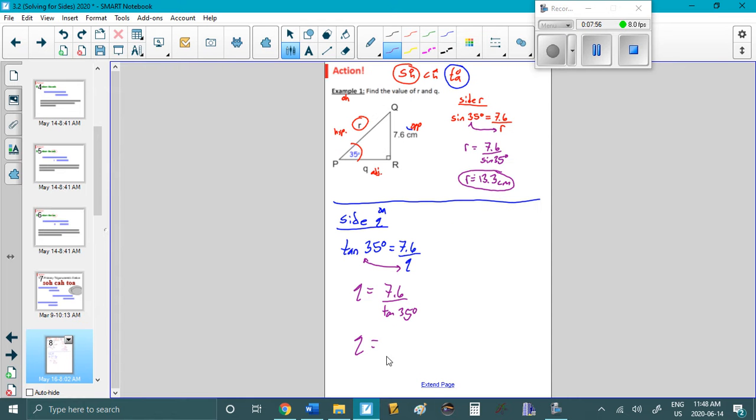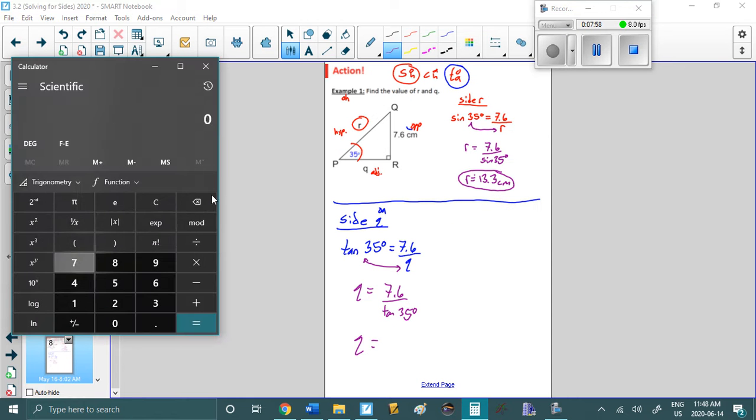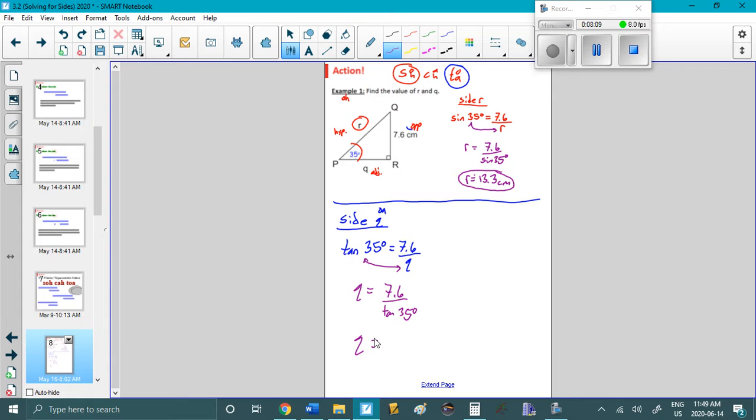and Q equals 7.6 divided by 35 tan, or on your two-line calculator, tan 35, and then I hit equals, and I get Q is approximately, I think it was 10.85, yep, so approximately 10.9 centimeters. And again, if I look at the triangle, that answer makes sense because this side is shorter than the hypotenuse. So that's it. That's how you do these things.